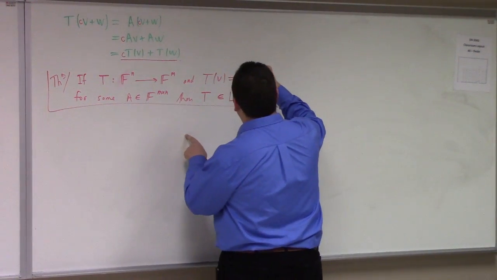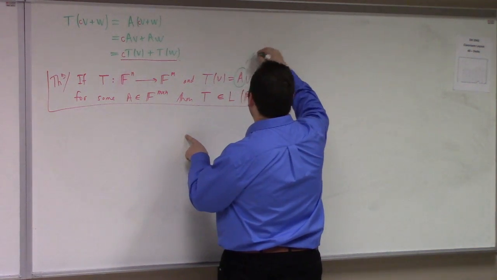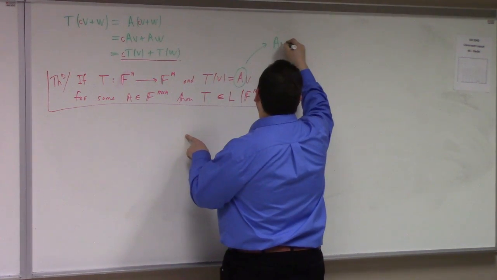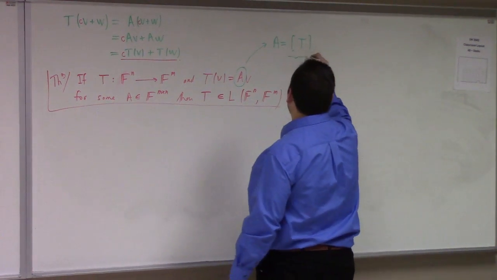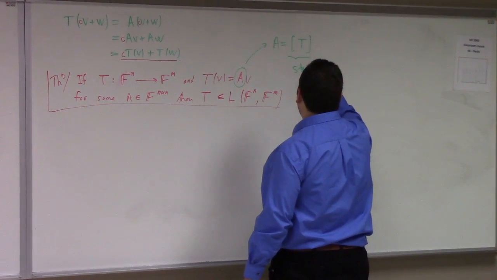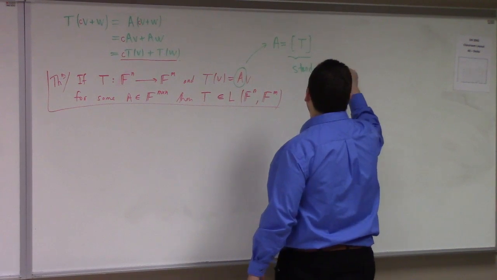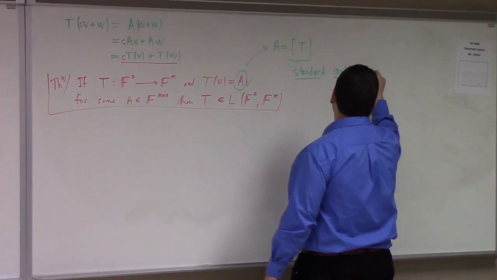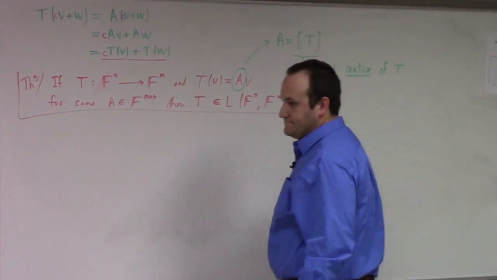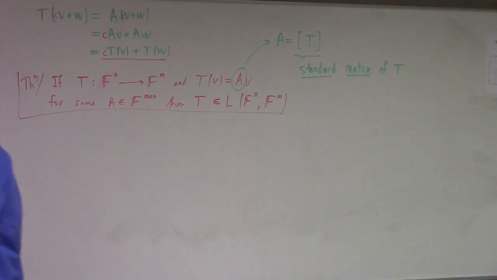I will tell you this much. This A, it's not an innocent bystander. There's a special notation we have for this. We say that A is equal to the so-called standard matrix of T. Now I may or may not have time to say more about that today, but rest assured that's something that you want to learn about. Standard matrix of T. Okay. So there's a lot hidden in those brackets.